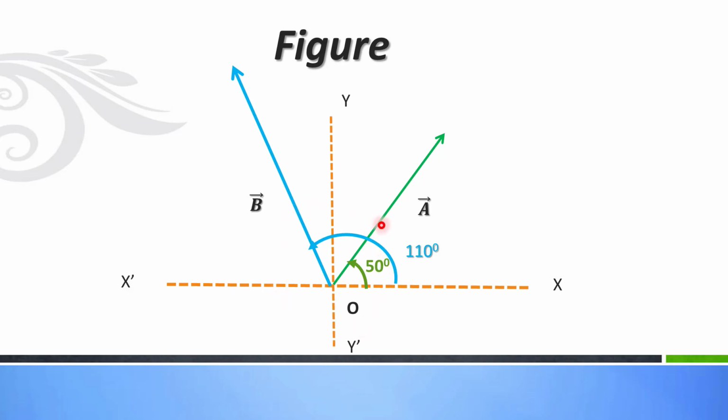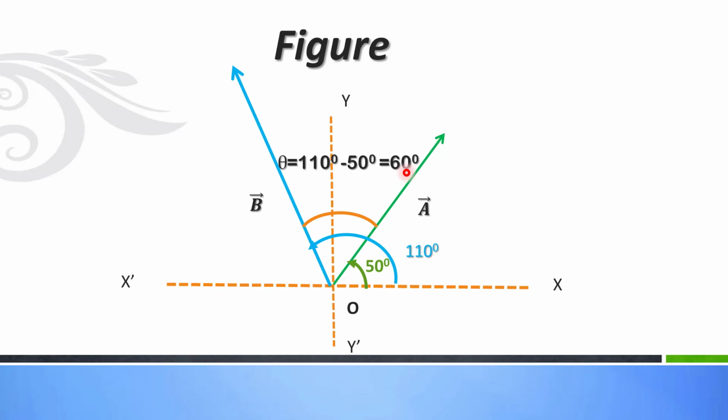But our requirement is this smaller angle, the smaller of the two angles between vector A and vector B. You can see this theta is basically 110 degrees minus 50 degrees. If we subtract this angle from this whole angle, we get this value of theta: 110 degrees minus 50 degrees gives us 60 degrees. This is the value of theta which we will put in the formula of A dot B and A cross B.